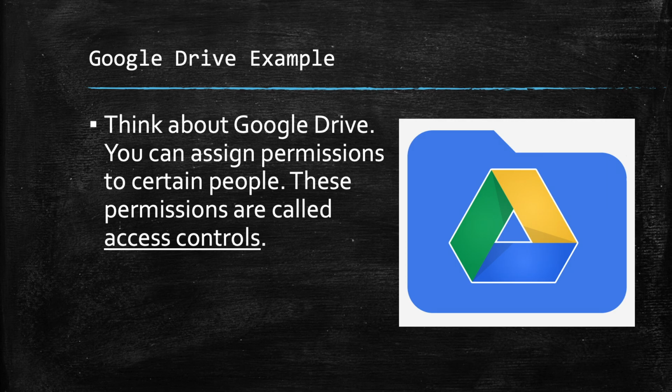So if you were working on a group project, you could give people read access or write access. So people could either modify it or only view it if you wanted to give them those permissions. So these are called access controls. People have certain permissions for certain resources based on what we give them.